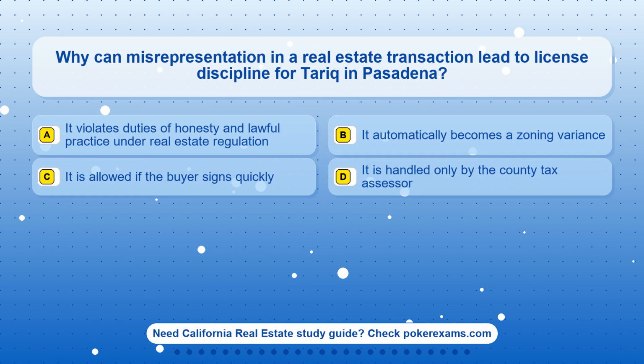Question 20. Why can misrepresentation in a real estate transaction lead to license discipline for Tarek in Pasadena? Option A. It violates duties of honesty and lawful practice under real estate regulation. Option B. It automatically becomes a zoning variance. Option C. It is allowed if the buyer signs quickly. Option D. It is handled only by the county tax assessor.